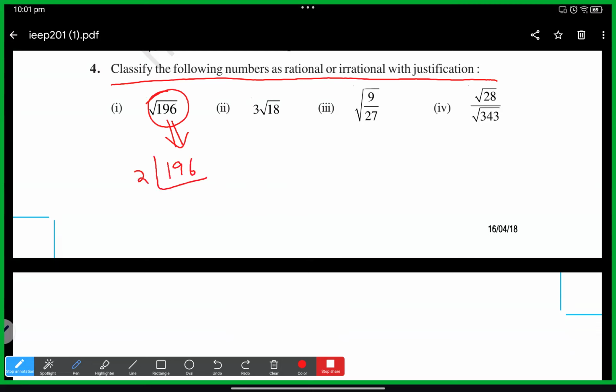get, after doing the prime factorization and all, if we arrange them in pairs, then we will get root 196 finally as 14. We already know it's a perfect square, so that's why I'm not doing the full prime factorization. So 14 finally is a rational number. 14 by 1 means it's in p by q form where p and q are integers. So that's why it's a rational number.